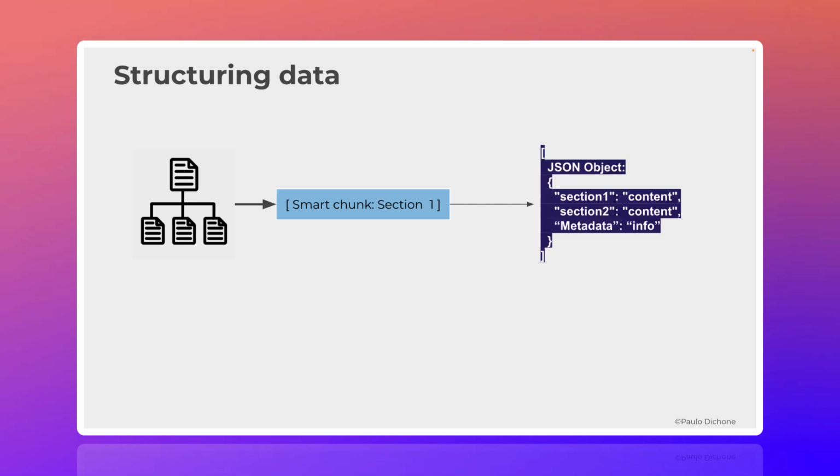So at some point, this data needs to be structured. So we're going to go through the process of structuring that data. The idea is that we do the smart chunk, in this case just for section 1, as an example. And that has to be restructured into a format. In this case, JSON format is just easier.